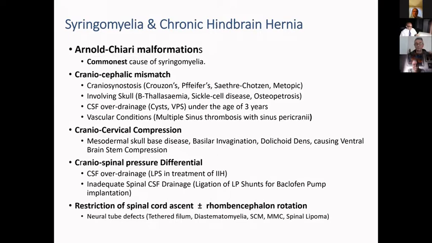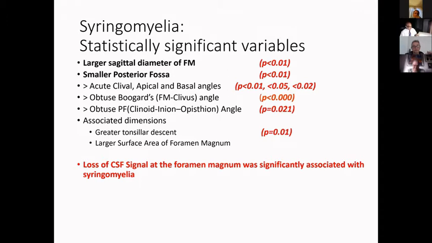And when we did our review, we found a number of anatomical angles in the posterior fossa which were predictive of development of a syrinx when a Chiari occurs. The most important one really was the loss of CSF signal at the foramen magnum, which was significantly associated with syringomyelia.